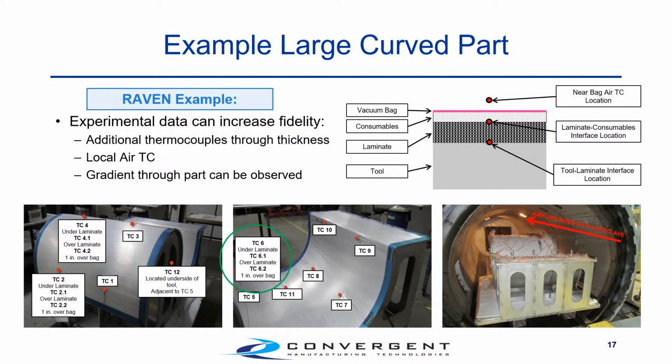In the previous examples, we were looking at a single thermocouple through the thickness. However, if you set out to design an experiment where you would like to increase the fidelity of these heat transfer coefficients that you can calculate, you can add additional thermocouples through the thickness of the part. So in this example, we're going to have a thermocouple on the top and bottom of the part, as well as adding a local air temperature just above the bag. This is going to give us some information about the gradients observed through the part and allow us to fine tune those HTCs at the top and bottom of the part.